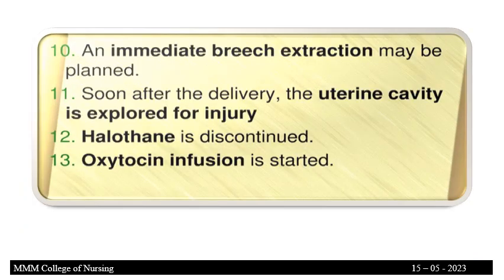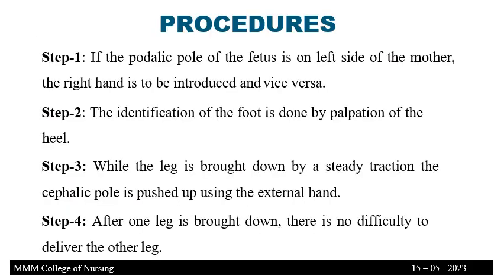So if you see the picture, an immediate breech extraction may be planned soon after the delivery, and the uterine cavity is explored for injury. Halothane is discontinued, and oxytocin infusion is started.